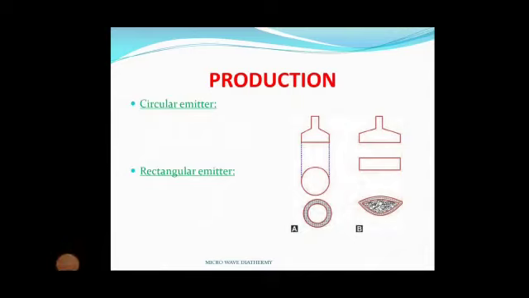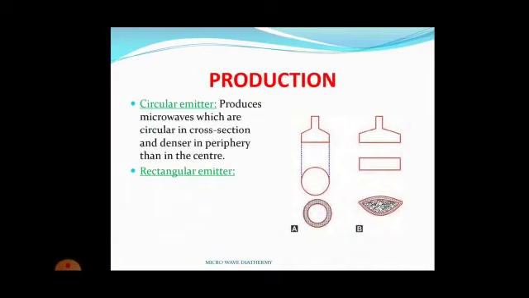Now let us understand the difference between the circular emitter and rectangular emitter in terms of clinical implication. In case of a circular emitter, the name itself tells us that it produces microwaves which are circular in cross section. So it will have more density of microwaves in the periphery as compared to the center. Whenever these microwaves are given to the patient, over the peripheral area of this circle the patient will feel more heat as compared to the central area.